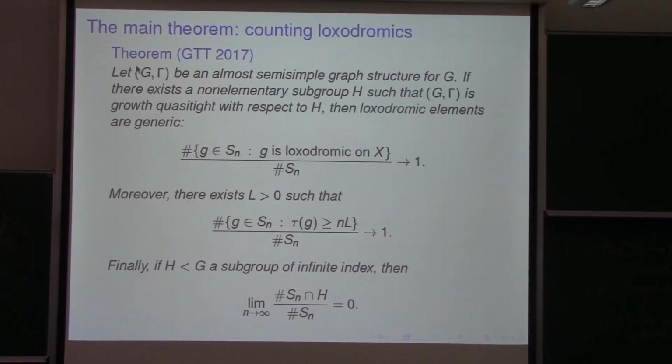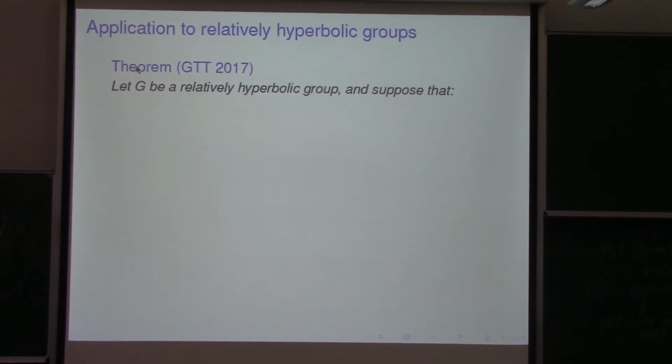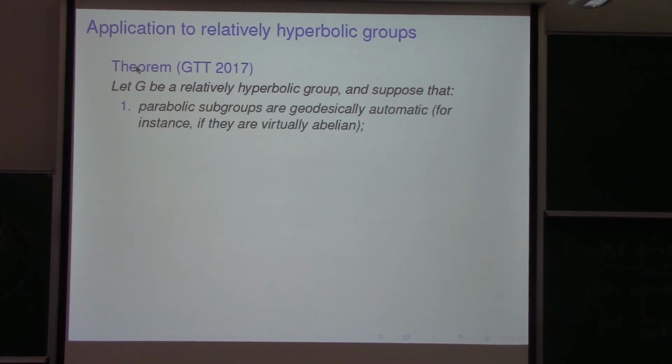15? Okay, very good. So let me say what the two main applications for this are. The first one is for relatively hyperbolic groups. If you have a relatively hyperbolic group, you need two conditions to do counting in balls. The first one is that the parabolic subgroups, so this is relatively hyperbolic with respect to some family of subgroups which we call parabolic subgroups, have nice geodesic structures. For instance, if they're virtually abelian, this is enough.